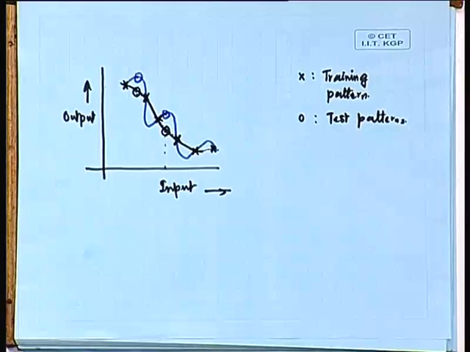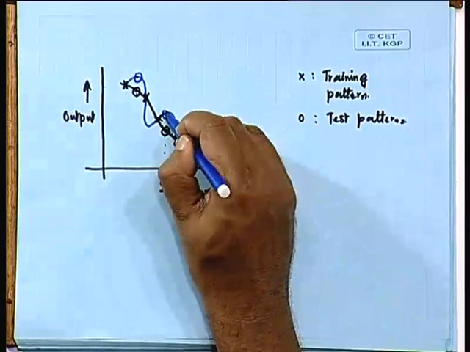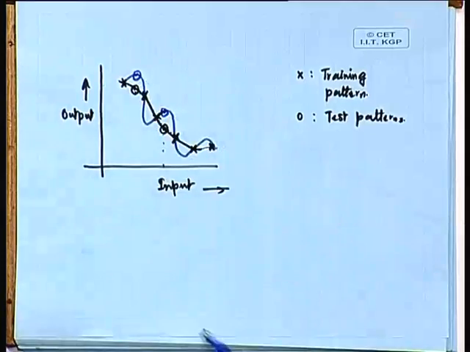But the question is, when you see an output of this kind or an output of this kind, would you say that it is generalized? It is not, because although we have trained it, it lacks generalization. Now many a time the lack of generalization is due to what is called overfitting of the data.